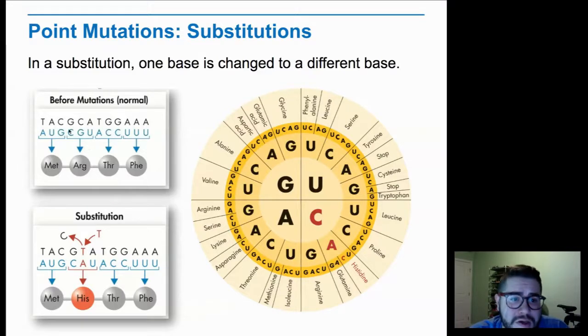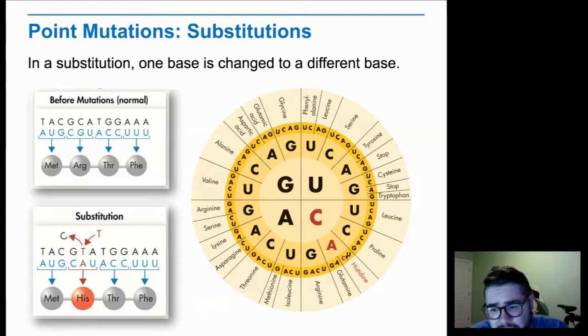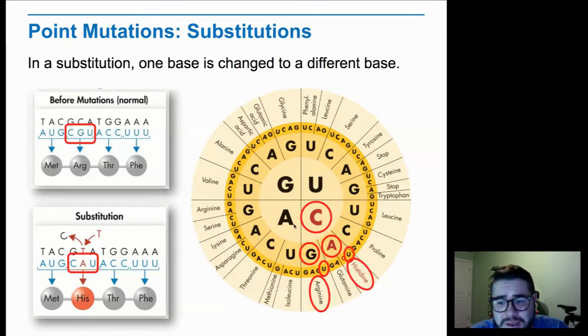So before the mutation, the mRNA sequence read CGU. And so we look, CGU codes for the amino acid arginine. Afterwards, it reads CAU. CAU is histidine. That's a different amino acid, right? But we can have situations where it might not change a single one.